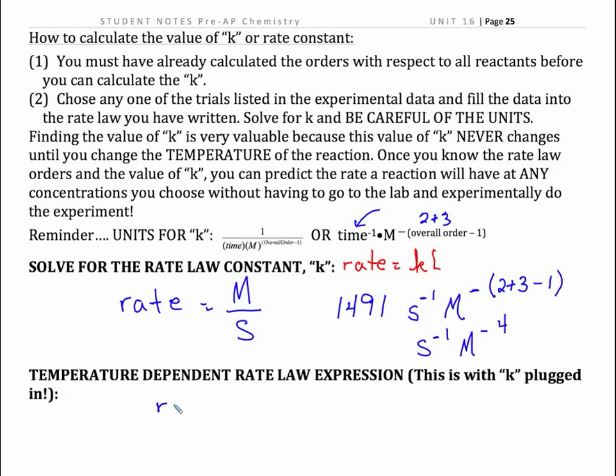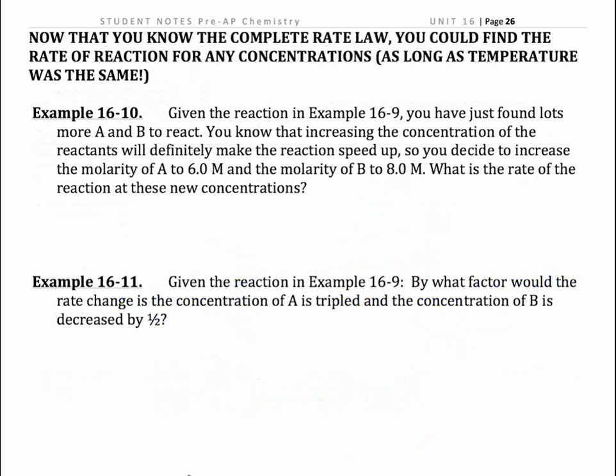Now, it's a little unusual to do this, but we're going to go ahead. The temperature dependent rate law would be rate is equal to 1491 times A squared times B cubed. The reason it's temperature dependent is we would get a different K if we changed the temperature. Notice in the expression, I don't put numbers in here. I'm putting the symbols A squared and B cubed. So that's one of them.